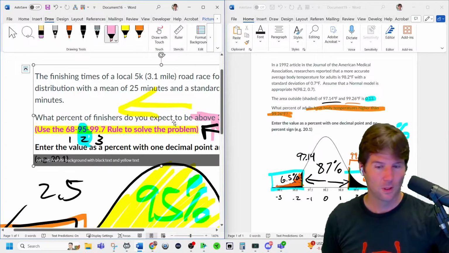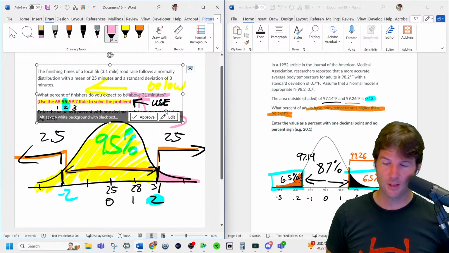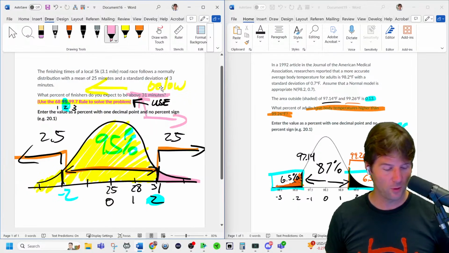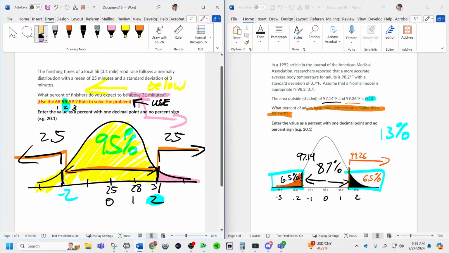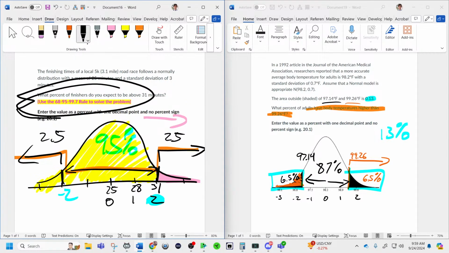Zoom out. On the one on the left, it says use the empirical rule. So when you see a question that says use the empirical rule, you will use the empirical rule. Use that if you see it, and great job.